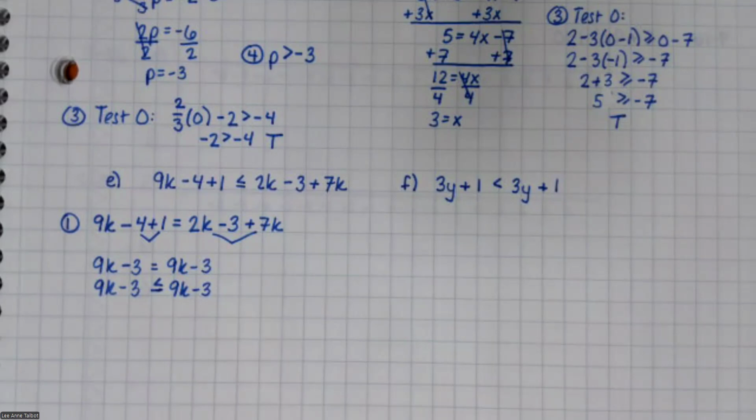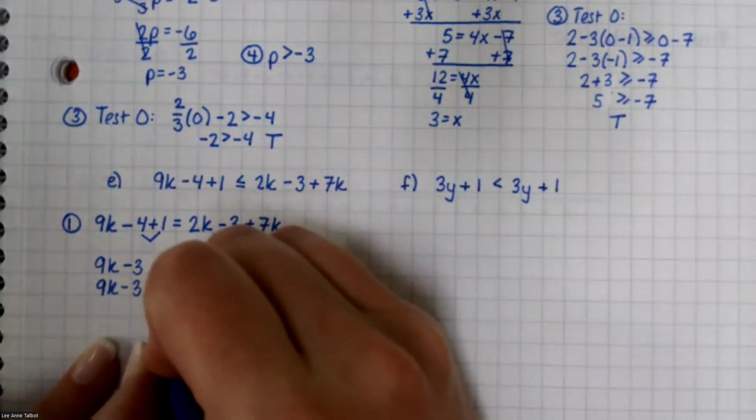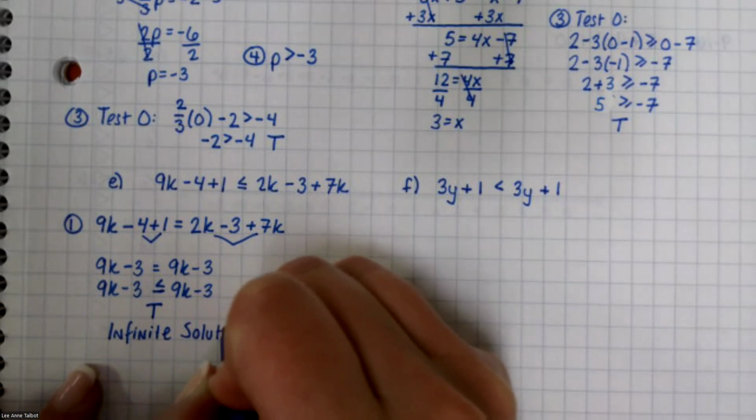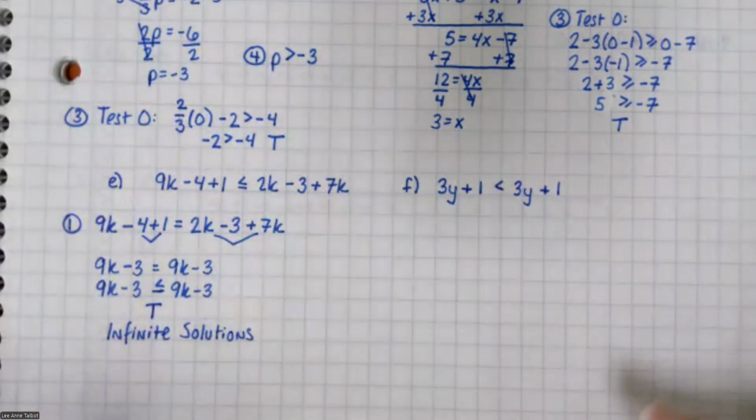If I get something weird, then I have to look at this and think about it logically, which children don't like. Children like a process. They don't want to analyze. But just pretend this is a number. Is any number less than or equal to itself? Yes, because of the or equal to part. It's saying, is it less than or is it equal to itself? So this is true, which means this has infinite solutions.